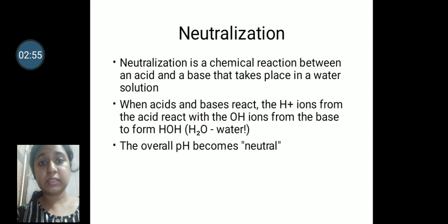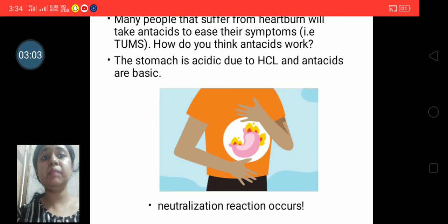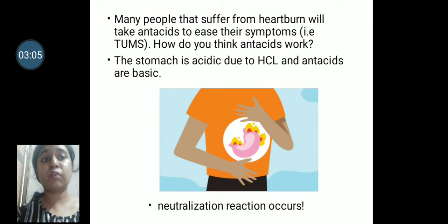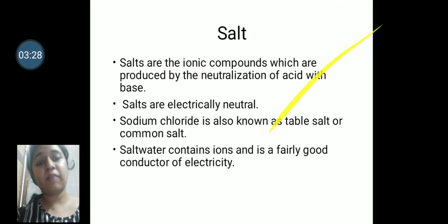To understand what a neutralization reaction is and where we use it in our daily life, here is an example. Many people who suffer from heartburn take an antacid to ease their symptoms. But how do you think the antacid works? As I mentioned earlier, the stomach has HCl and antacids are bases. When a base and an acid react together, the reaction becomes a neutralization and it becomes neutral. So it helps to ease the symptoms of heartburn.